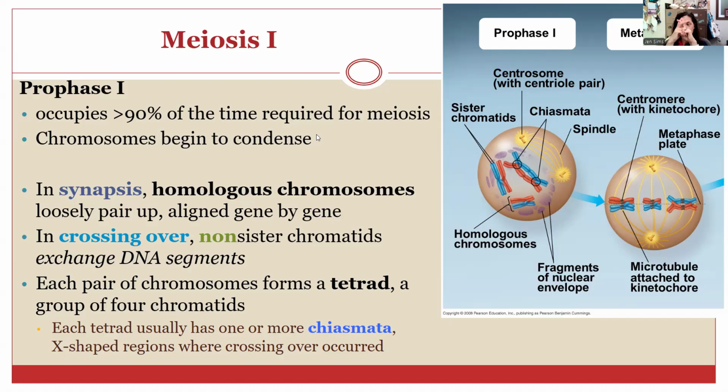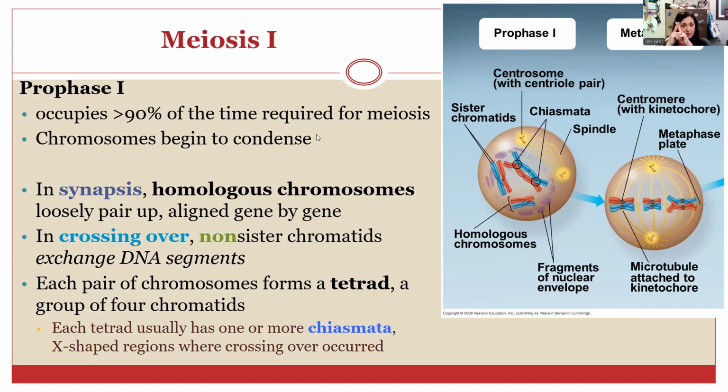And those little X regions are called chiasmata. So here's 2 chromosomes. They are homologous, and they can cross over like this, forming this little X thing. And those are called chiasmata. Craziness happens now.